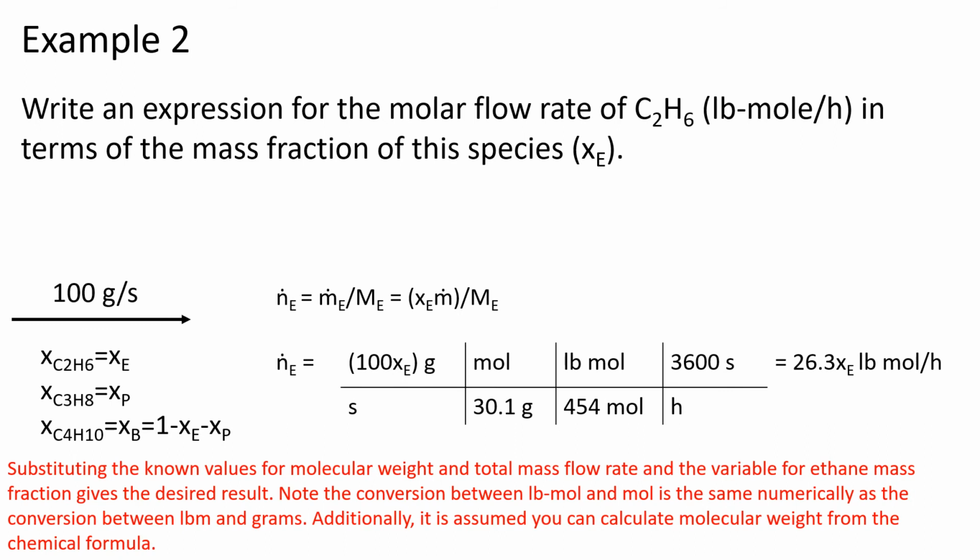Substituting the known values for molecular weight and total mass flow rate and the variable for ethane mass fraction gives the desired result. Note the conversion between pound moles and moles is the same numerically as the conversion between pounds mass and grams. Additionally, it is assumed you can calculate molecular weight from the chemical formula.